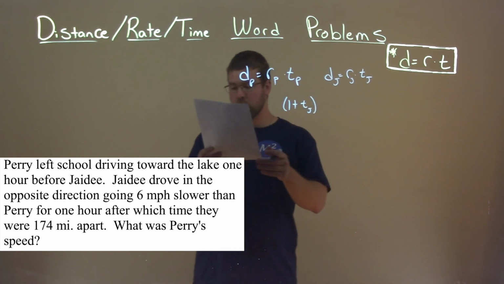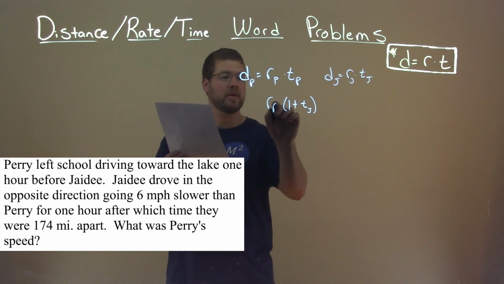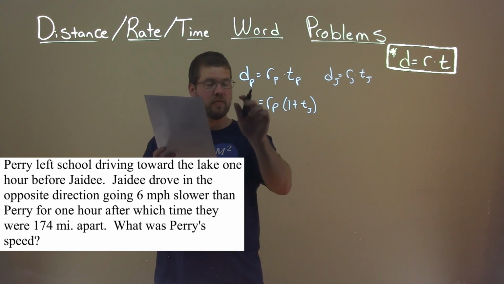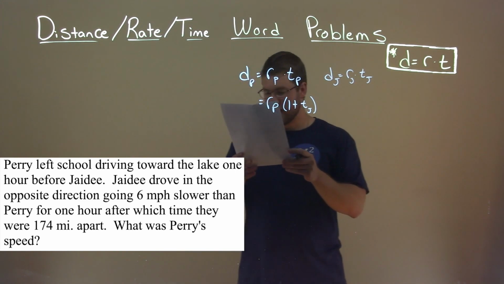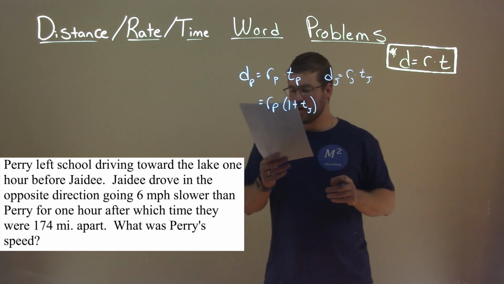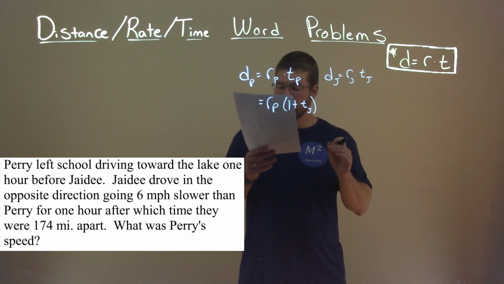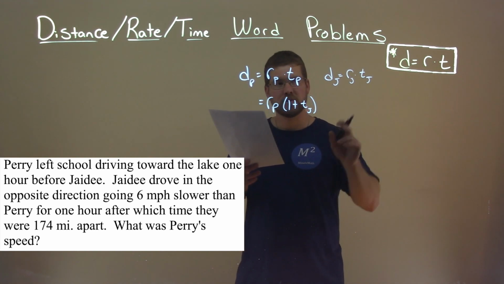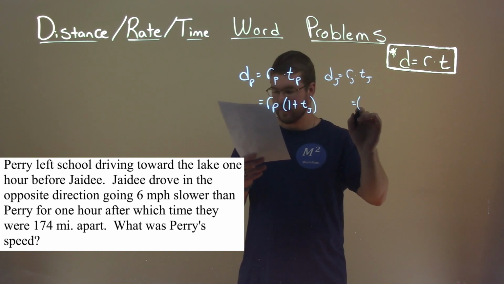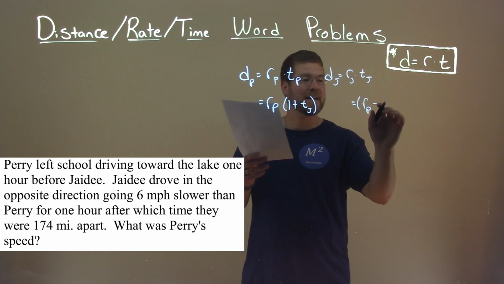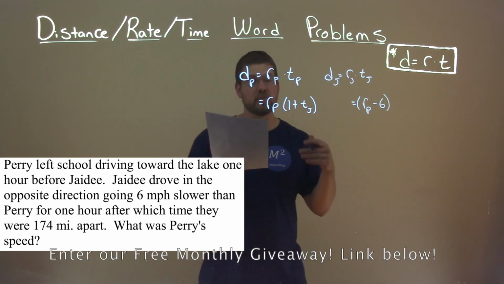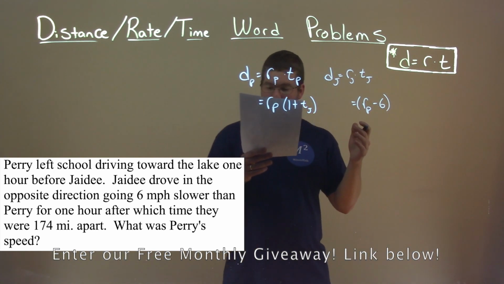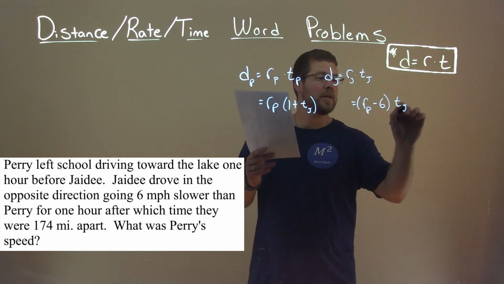Now, we want to find Perry's speed, so that just comes down here. And, well, we don't know necessarily the distance individually of Perry. Okay, so we're going to hold off on that for a second. Now let's go with what we know here. They tell us that JD drove in the opposite direction, but going 6 miles per hour slower than Perry. So JD's rate can be rewritten as the rate of Perry's minus 6 miles per hour, if it was 6 miles per hour slower. And we don't know JD's time yet. Alright, so we'd leave that there, the time of JD.